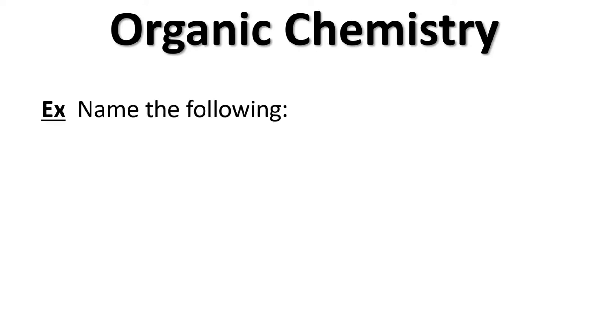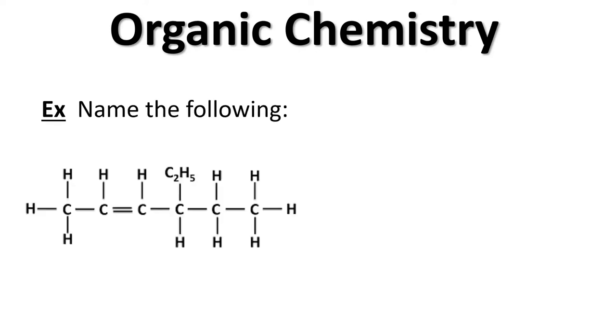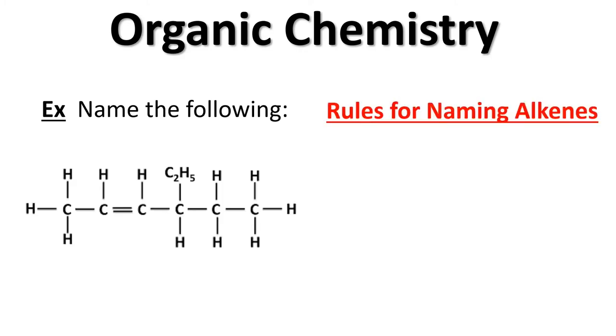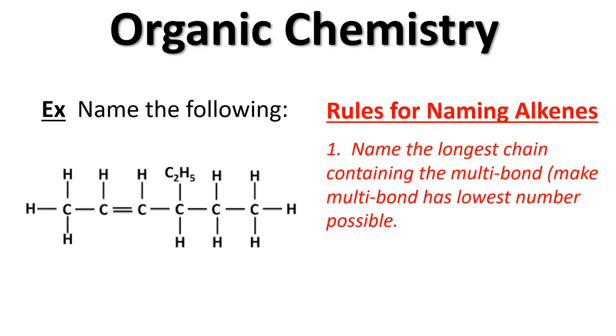All right, so let's go ahead and name the following. Now we're going to do, it's not really a set of rules because it's just sort of one rule, rules for naming alkenes. We want to name the longest chain containing the multi-bond. Make the multi-bond have the lowest number possible. Okay, so longest chain that contains the multi-bond. Sometimes you can find a long chain, but if the multi-bond's not in it, then you've got to default back to this rule.